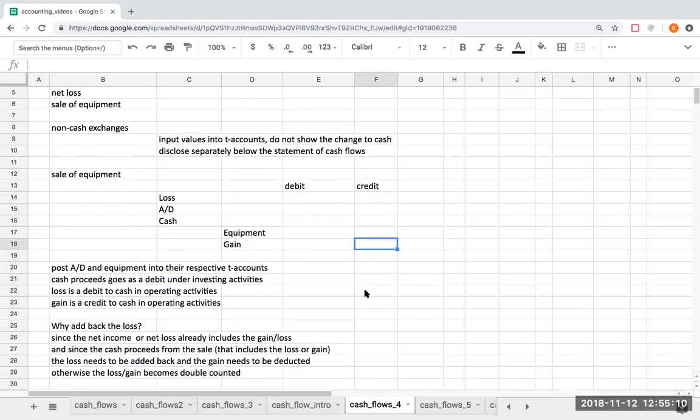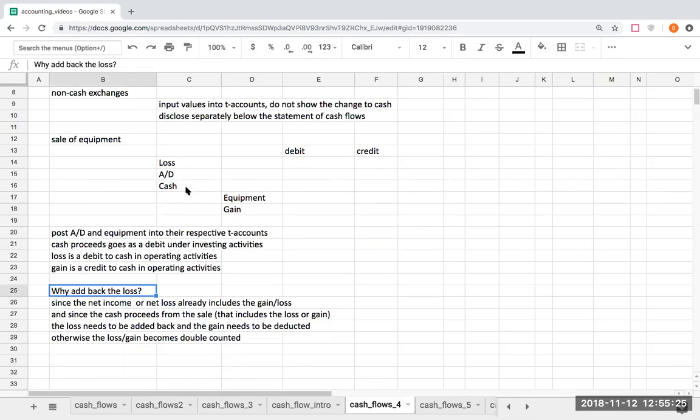And here's where we get funky. Again, this is by far the best way to do it: you prepare the journal entry and then you post directly into the T accounts. Why are we adding back the loss? The reason is that the cash we're showing already reflects the loss in it, or at least the cash we're putting onto our statement of cash flows. Therefore, because net income, where we start out on our statement of cash flows, already has the loss factored into it, I need to add back the loss. Conversely, the other side of it is for the gain.